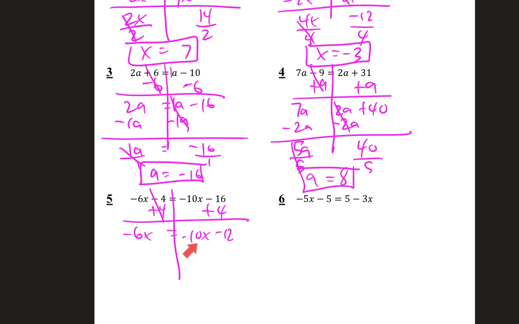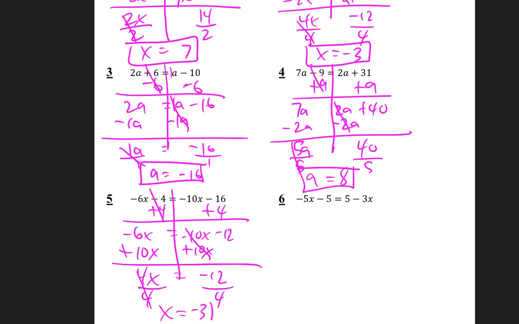Second step, I'm going to move that to the other side by adding the opposite. Opposite of negative 10x is positive 10x. Positive 10x, I'm going to go across. That gives us 4x equals, cancels, negative 12. Third step, and the last step, we know we're going to divide by the same coefficient. x equals negative 3.